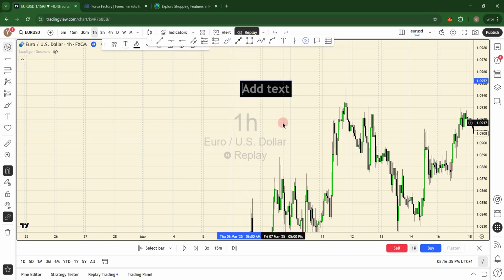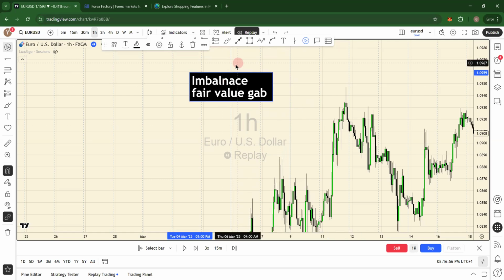All right. Now, this fair value gap is a term that comes under what we call an imbalance. This is coming under this term we call an imbalance. So we have fair value gap, imbalance, fair value gaps. Now, this is what we're going to be discussing today: what an imbalance is, and that of a fair value gap as well.